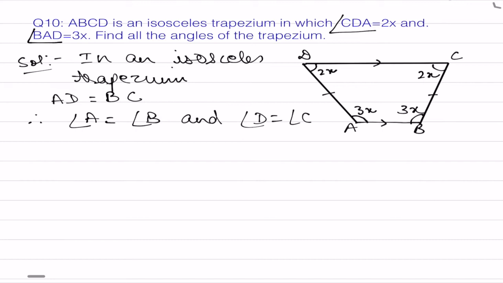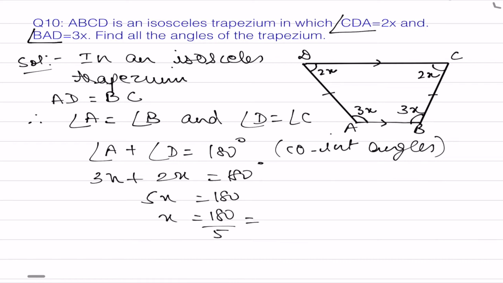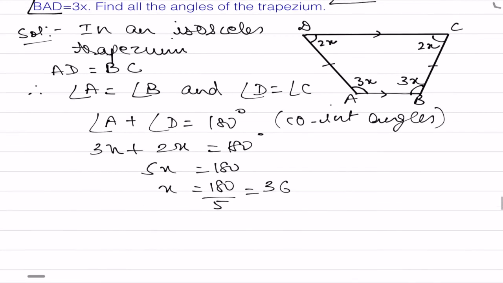There are two ways to find out the value of x. Either you can use the sum of all the angles of the quadrilateral is 360 degrees, or you can say angle A plus angle D is equal to 180. Any one of the properties you can use. So I am using angle A plus angle D is equal to 180 degrees, that is co-interior angles. 3x plus 2x is equal to 180 degrees. So the value of x is 36. So the rest of the angles we will calculate by putting the value of x.